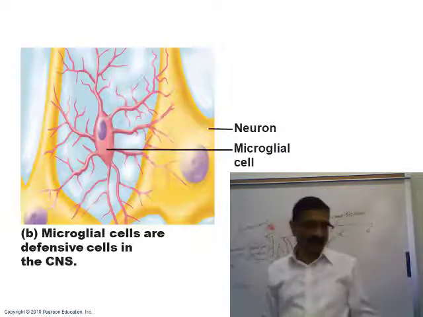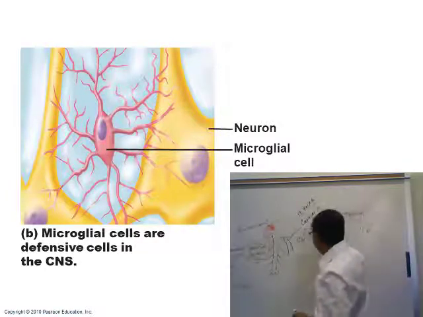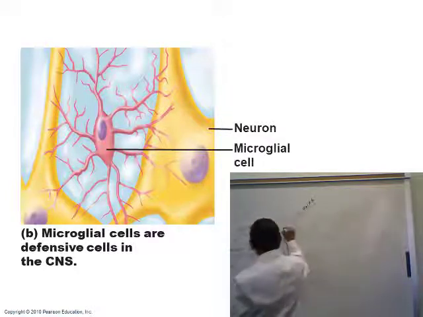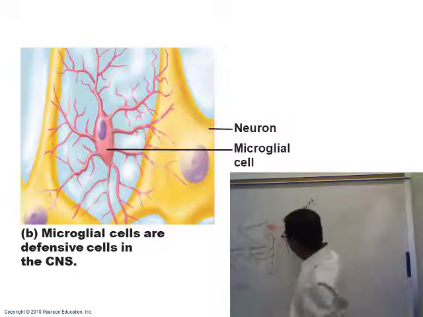Ependymal cells. These cells are present in the ventricles. Now the question is, what are the ventricles? Inside the brain, remember, you have cavities. For example, the largest cavity is called the lateral ventricle. Ventricles are cavities filled with fluid called cerebrospinal fluid, CSF. So this is a ventricle inside the brain.